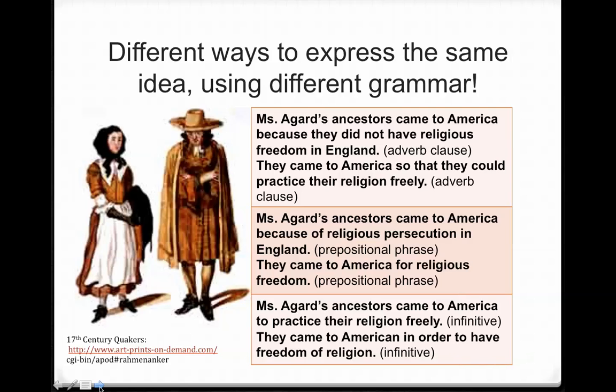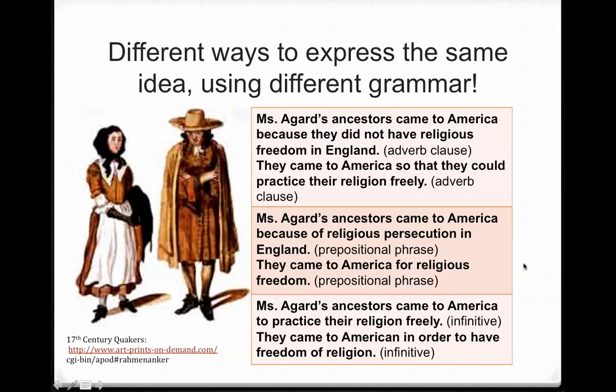So, finally, you can see you have different ways to express the same idea using different grammar. And here are a lot of sentences that all express the same general idea about the teacher's ancestors. Miss Agard's ancestors came to America because they did not have religious freedom in England. And this is an adverb clause, because they did not have. They came to America so that they could practice their religion freely. This is another adverb clause with so that and two complete sentences.